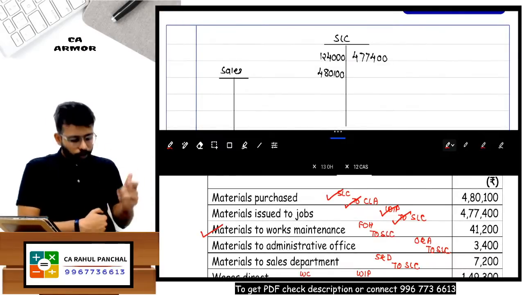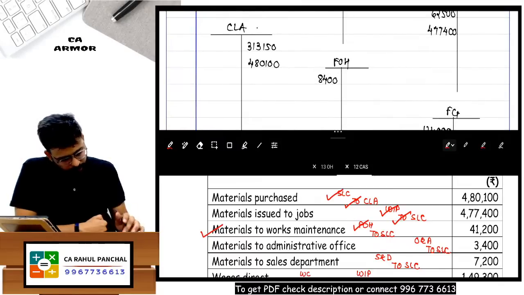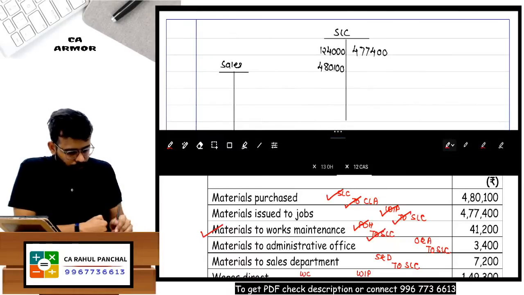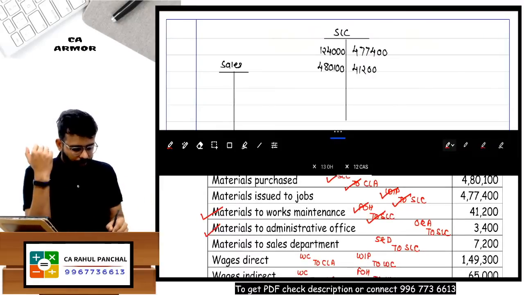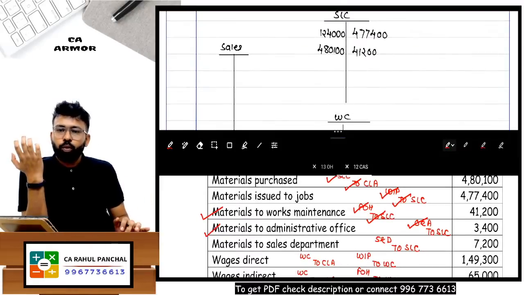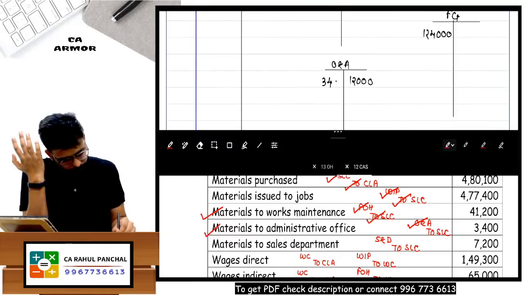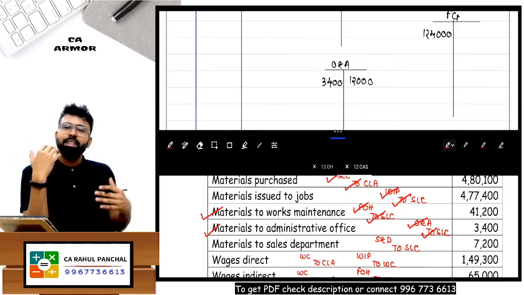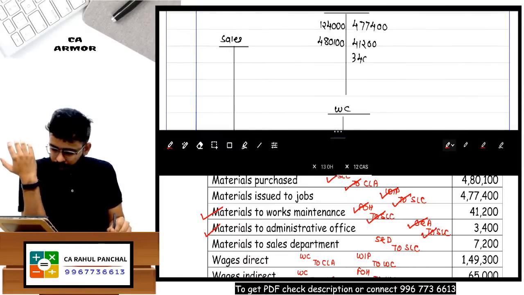Now, sir, material issued to maintenance. When you say material issued to maintenance, again FOH debit side you will say. So you will never make mistake if you go one by one. And then SLC credit side, it is issued. So 41,200 has been issued and that has been received there. Administration overhead again, I will say office and administration you have received 3,400 and that has been issued from SLC. So you're gonna write down 3,400 has been issued.